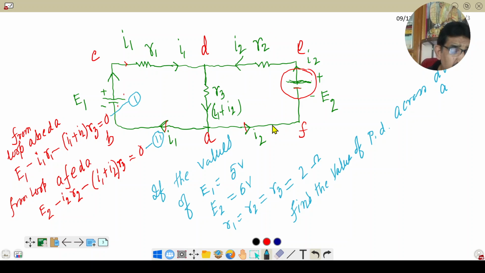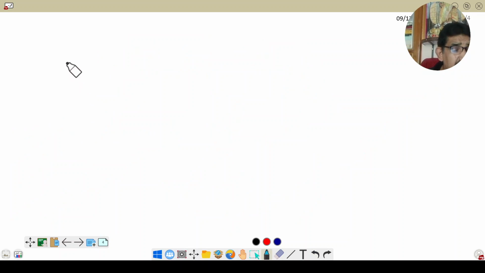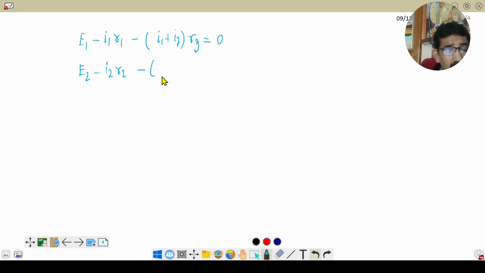Now we have equations like this. E1 minus I1 R1 minus (I1 plus I2) into R3 is equal to 0, and E2 minus I2 R2 minus (I1 plus I2) into R3 is equal to also 0. There are two equations. So we have to again rewrite these equations on another page because the page is very short here. Okay, now we are taking another page.